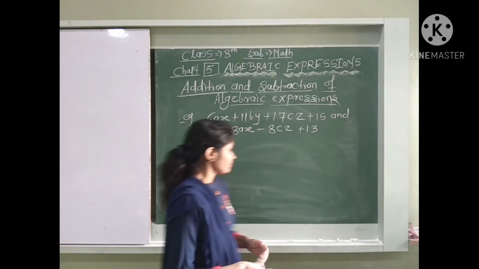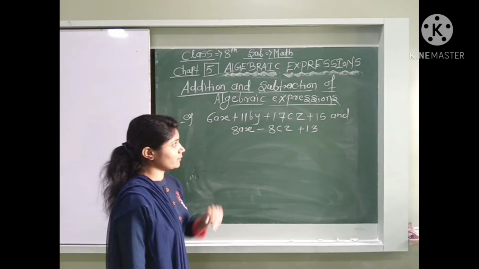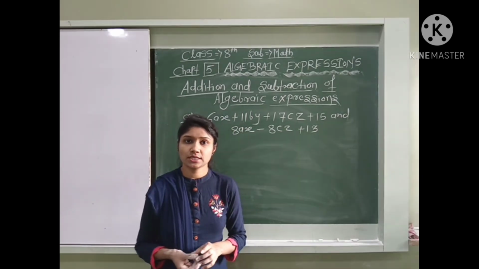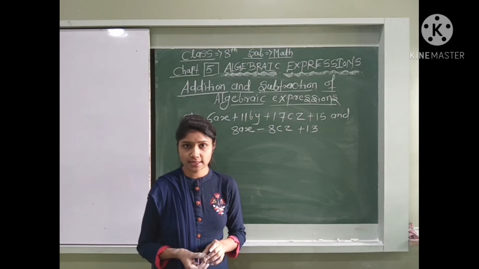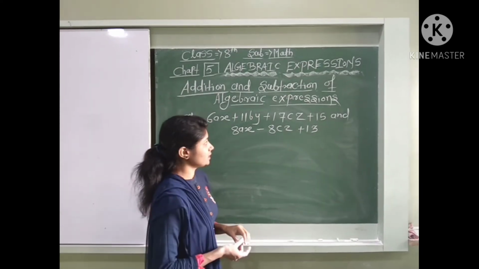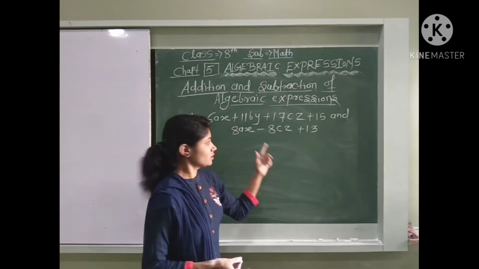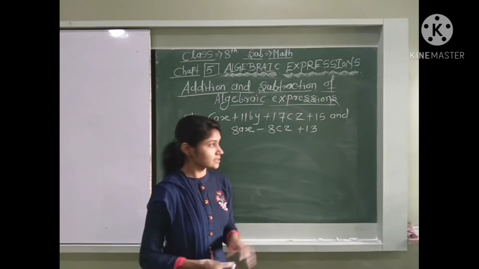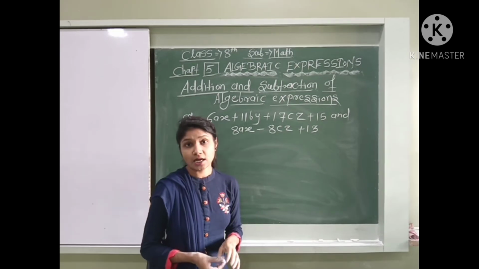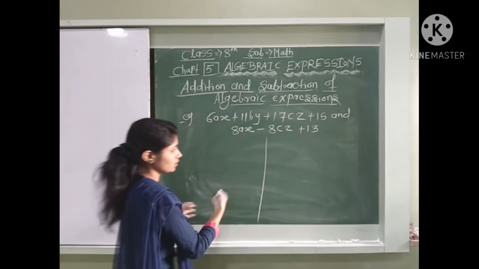For example, 6ax plus 11by plus 7cz. By using this example, I will explain the addition and subtraction of algebraic expressions. Understand, students? Now, 6ax plus 11by plus 17cz plus 15 is added to which expression? 8ax minus 8cz plus 30. So see here, students, there are two methods.